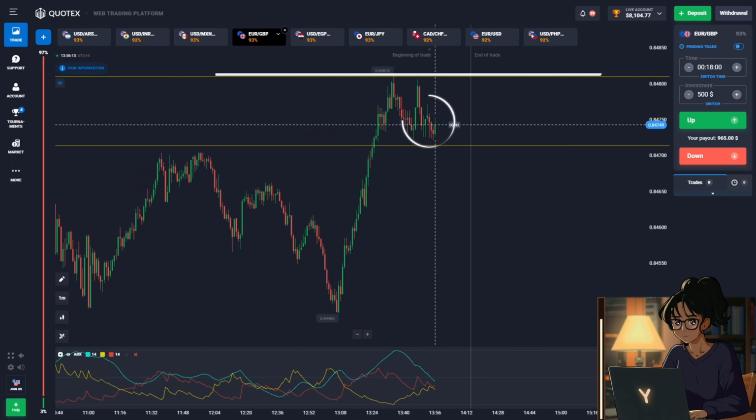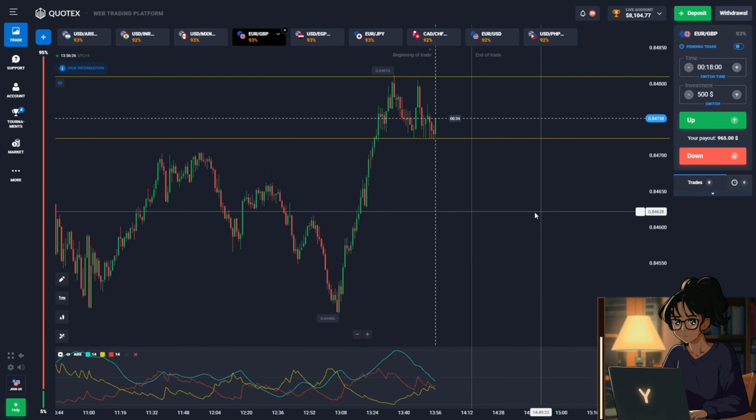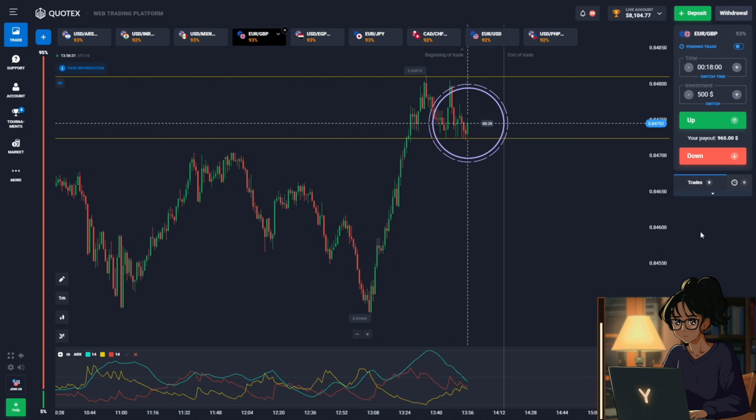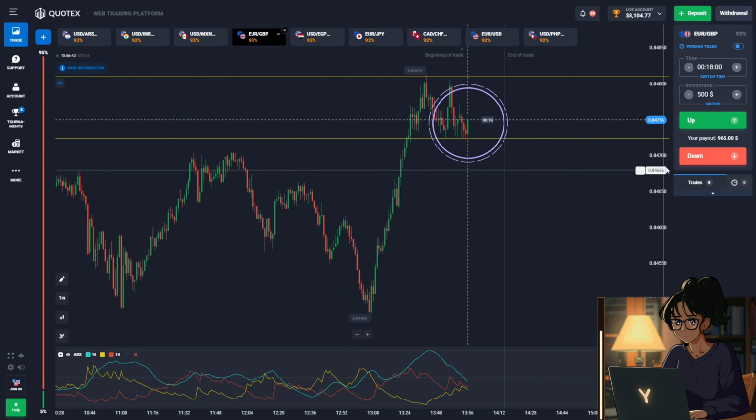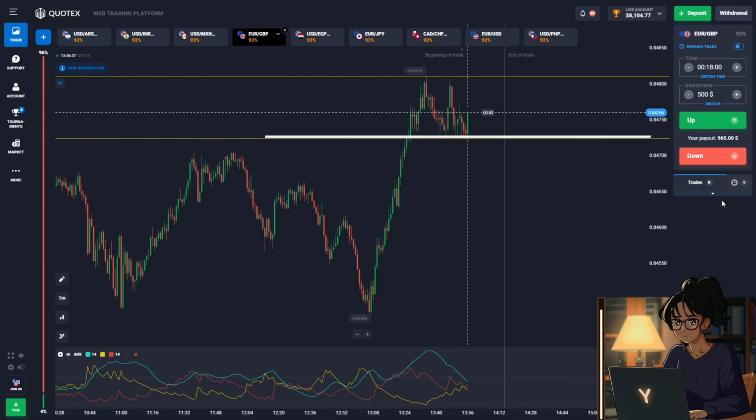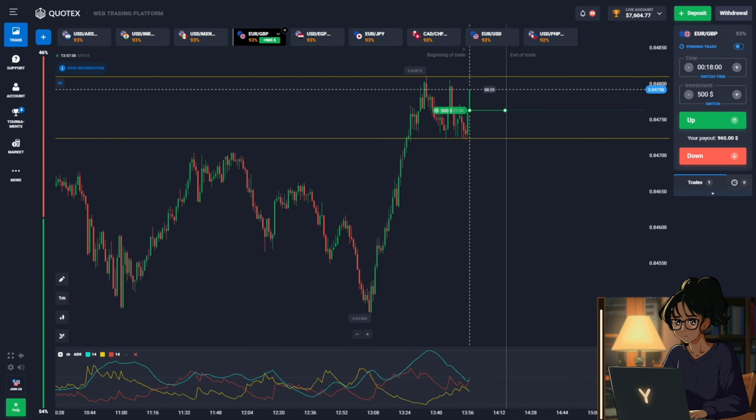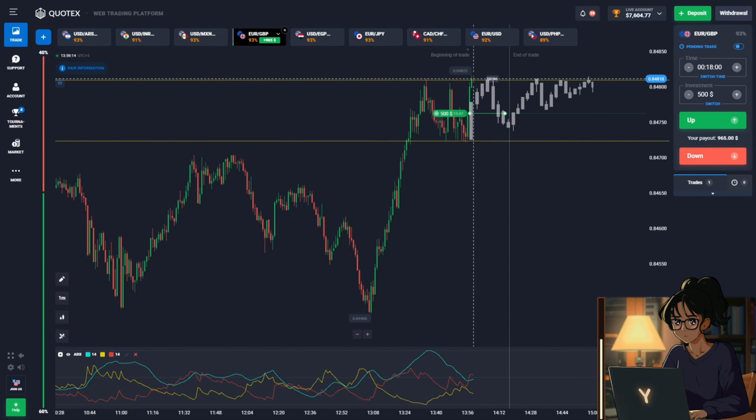At that moment, the market kinda slows down. Candles get smaller. Then suddenly, a big green candle appears and completely covers the previous red one. That's a classic bullish engulfing pattern, and it often signals a reversal from a strong level. Everything lines up. I enter a 15-minute trade up to avoid consolidation.